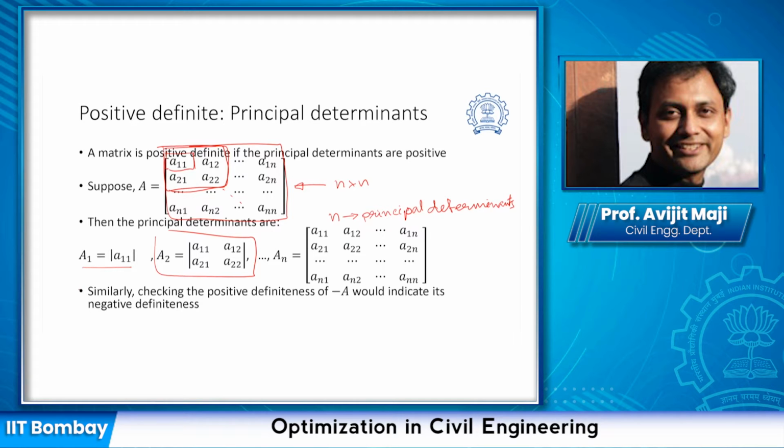In order to define whether a matrix is negative definite, we have to find the principal determinants of the negative matrix, which is minus A, and if we find that all the principal determinants are positive for this negative matrix, then we can say A is a negative definite matrix.